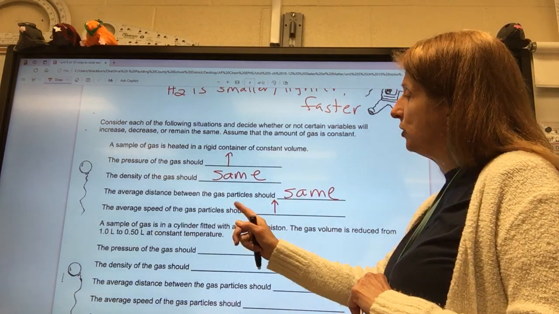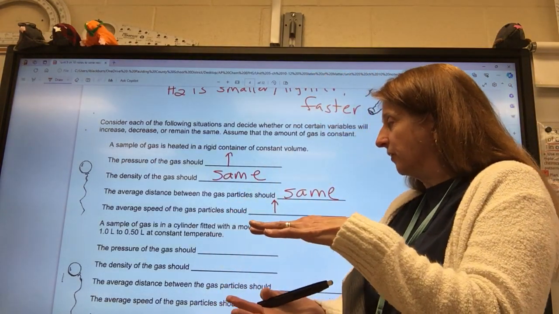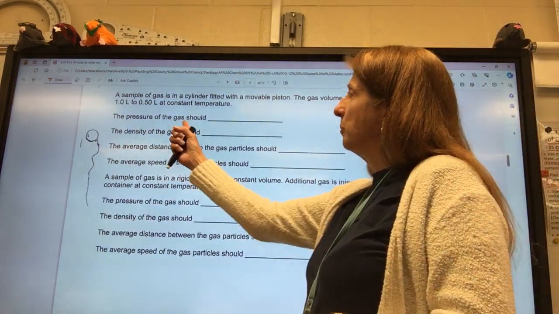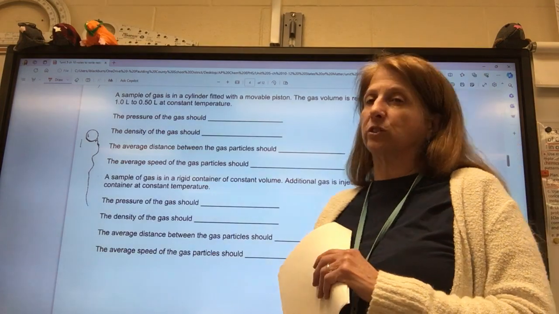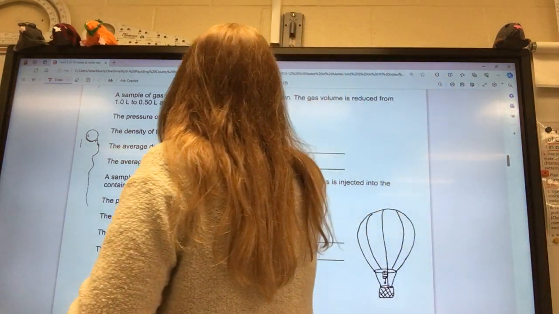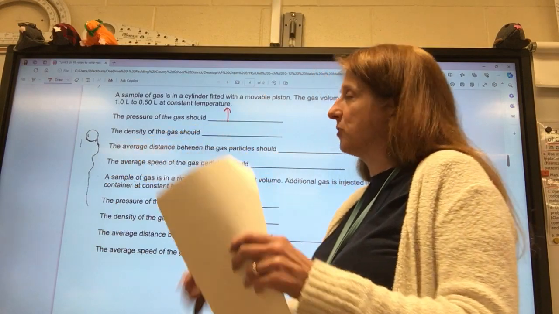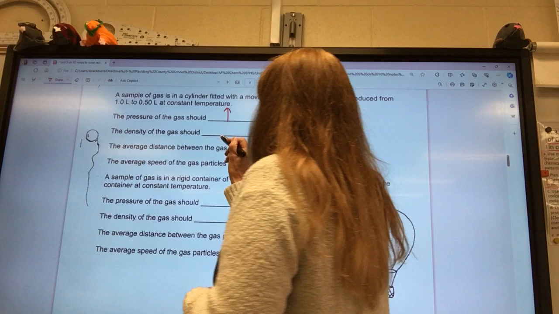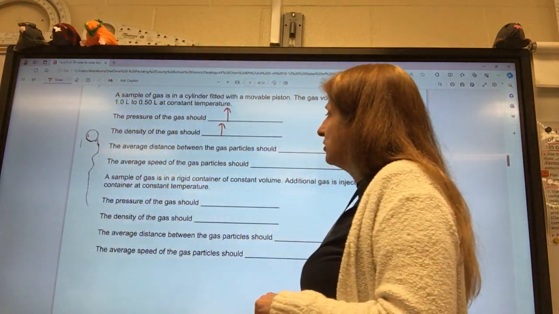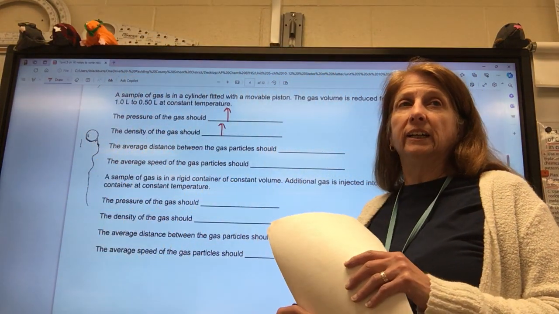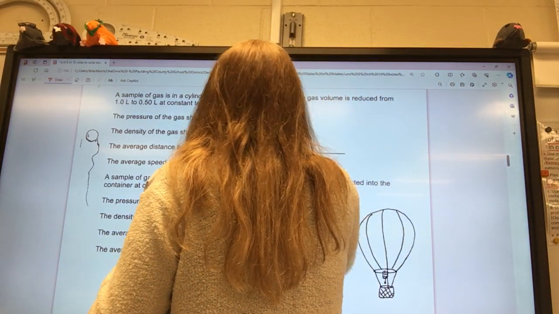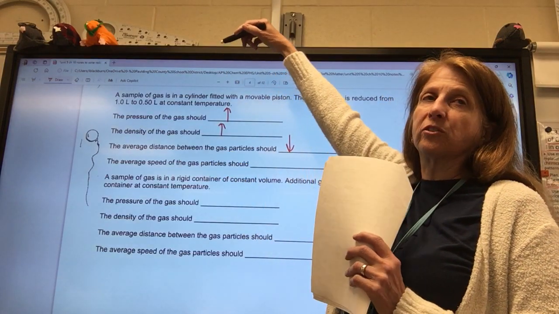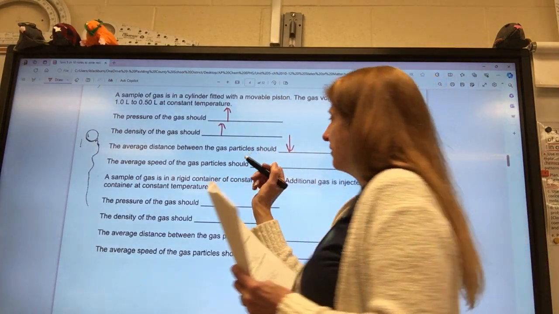Okay? A sample of gas in a cylinder fitted with a movable piston. The gas volume is reduced from a liter to 1/2 liter at the same temperature. So now we have squished it down. But when we squish it down, what's going to happen to the pressure? It's going to increase, right? You squish it, it's more pressure. The density of the gas should... You're squishing it more? Yes, it's increasing. Very good. The average distance between the particles should decrease because now they're closer together. The average speed of the gas particles, notice it's at constant temperature, so what's happening to the speed? Nothing. It's going to stay the same.